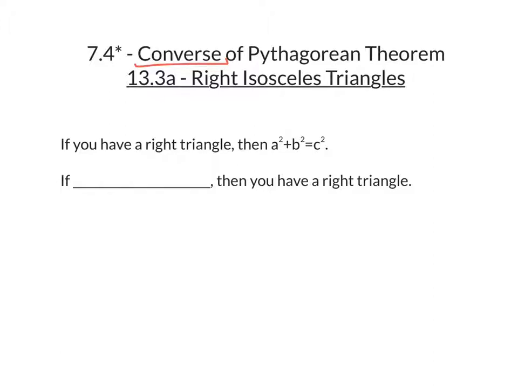So the Pythagorean theorem, in general, says if you have a right triangle, then a squared plus b squared equals c squared. That's true. And you all know for the Pythagorean theorem, c is the hypotenuse. It's the side that's across from the right angle. And then a and b are legs, and it doesn't matter which one we label as which, as long as we're only labeling legs a and b. So what the converse then says is if a squared plus b squared equals c squared, then you have a right triangle.